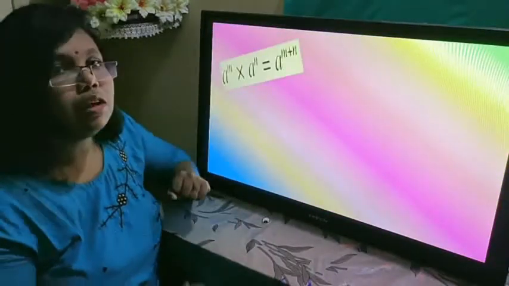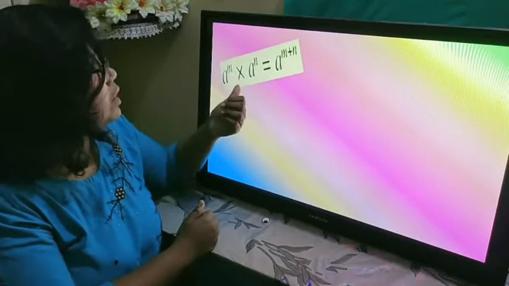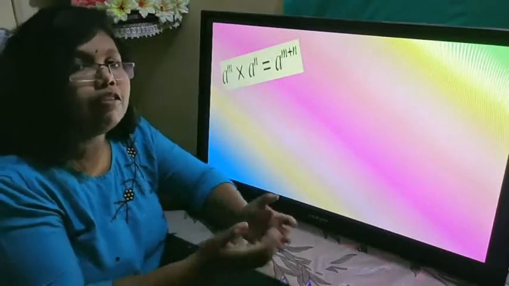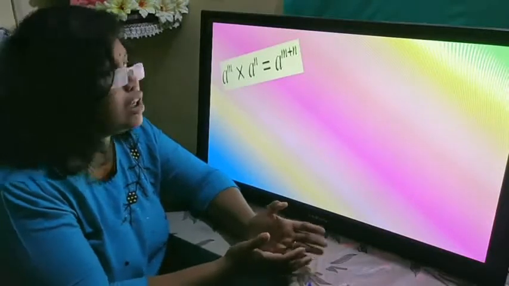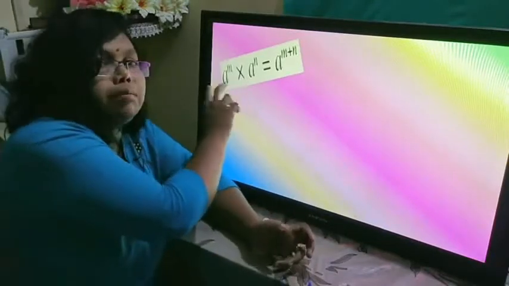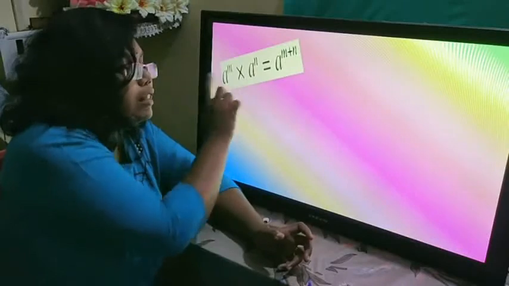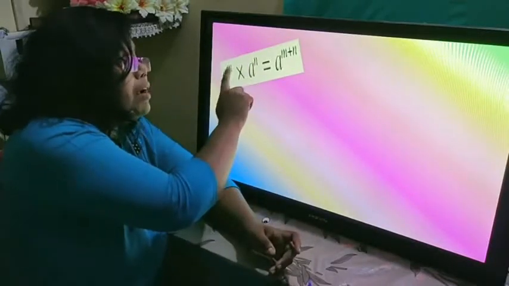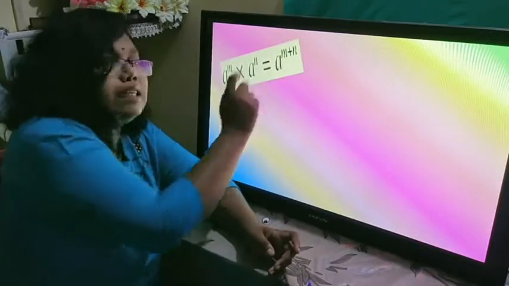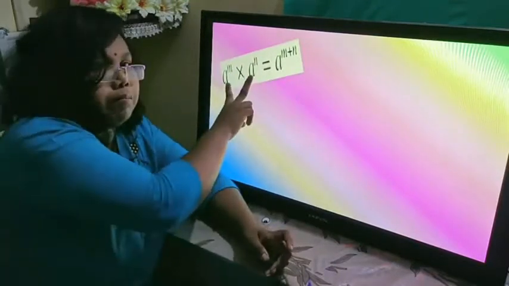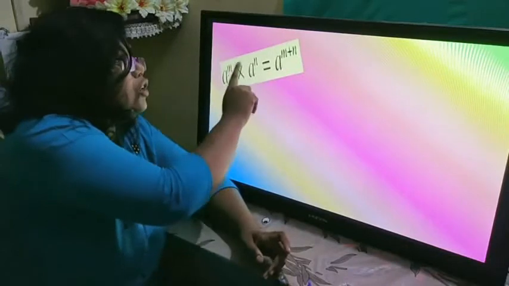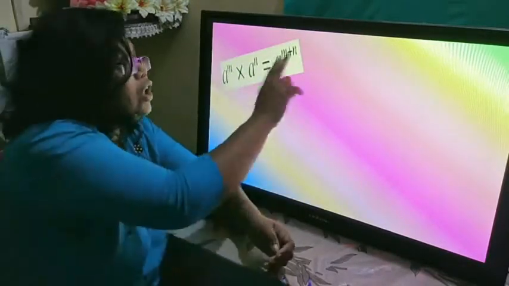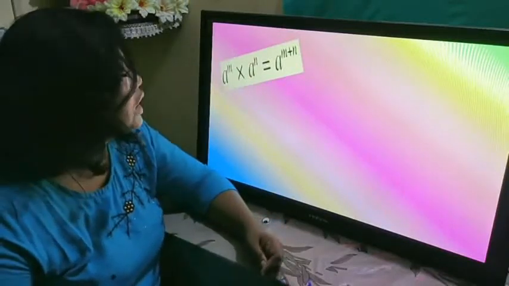Now we have certain more rules. a raised to m into a raised to n. When we have two numbers with different powers, different exponents, but the bases are same, both with base a, then what happens is you add the powers. You add the exponents, m and n are to be added. The base remains as it is because the base is the same. So you keep the base as it is and you add the powers. m and n are the exponents and you add them both. That's how you work it out.